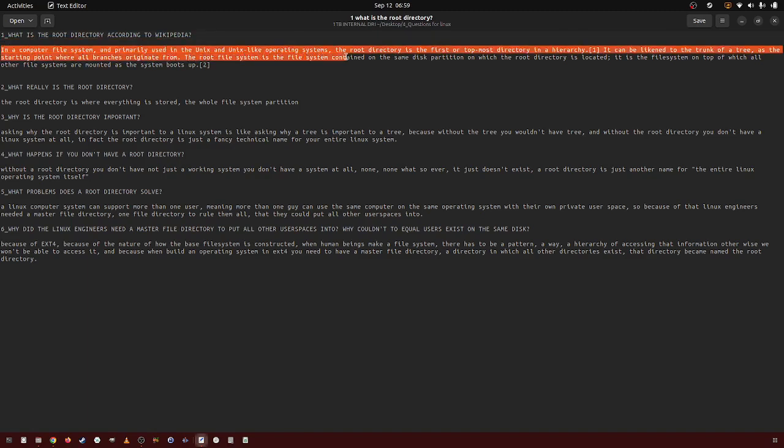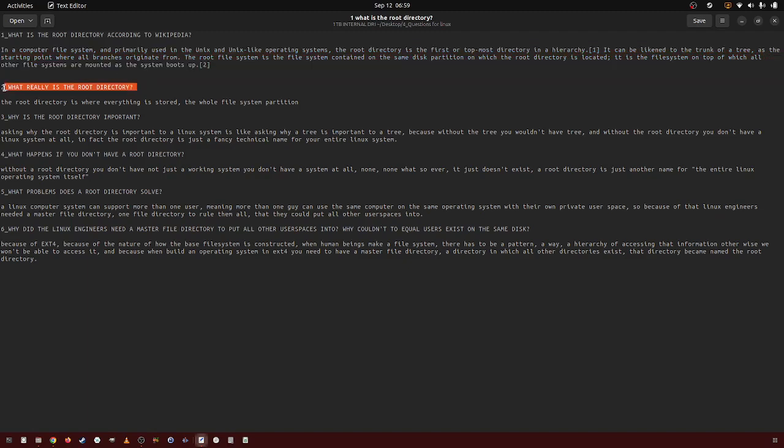The root file system is the file system contained on the same disk partition in which the root directory is located. It is the file system on top of which all other file systems are mounted as the system boots up. So what really is the root directory?